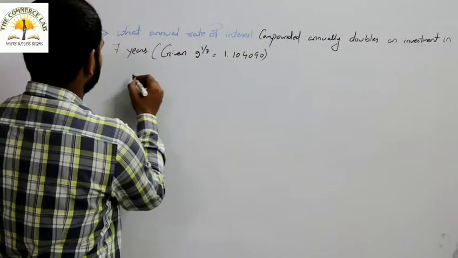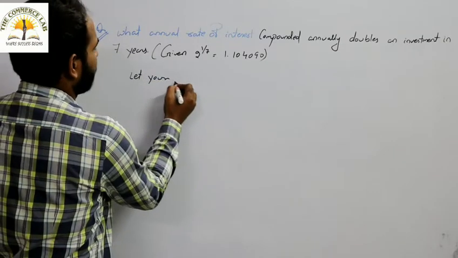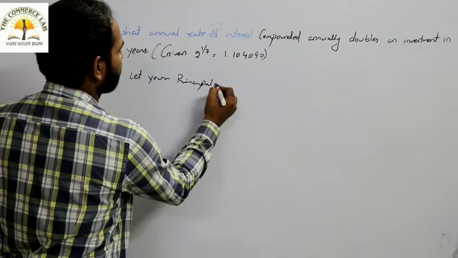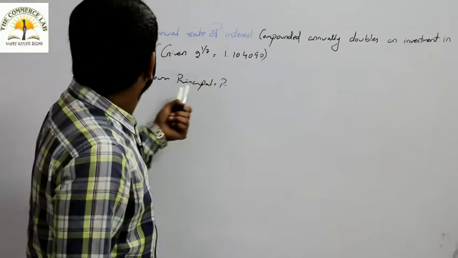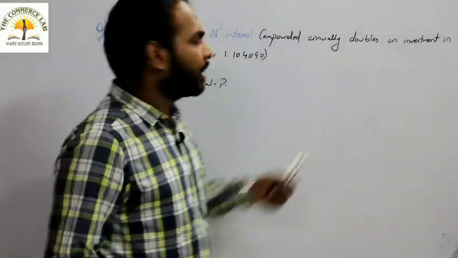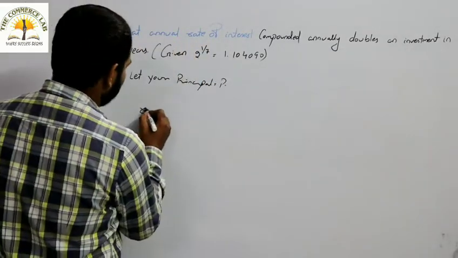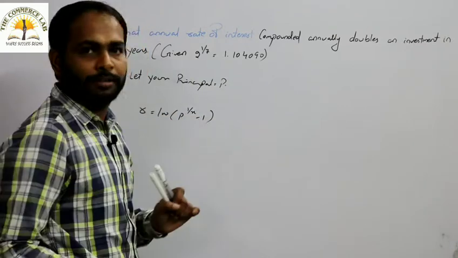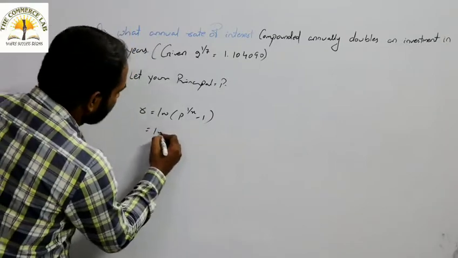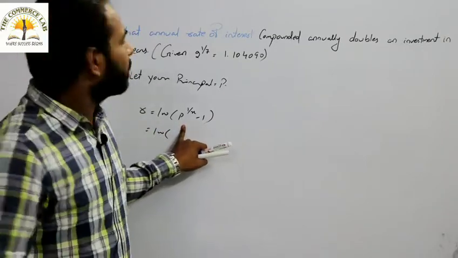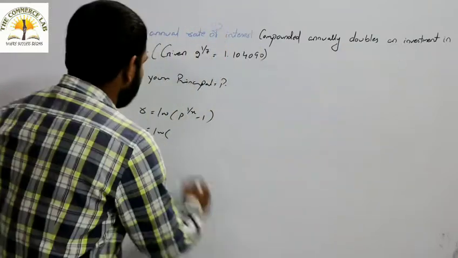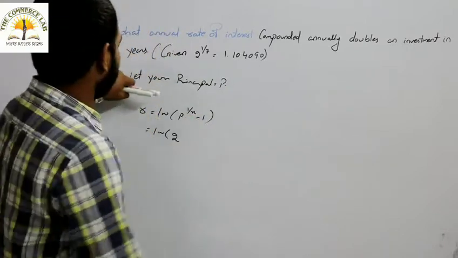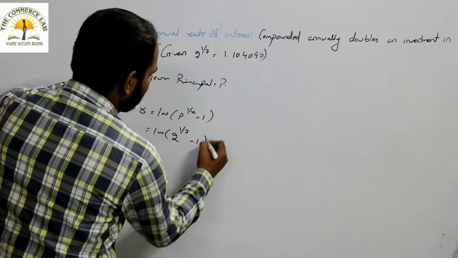Let your principal equal P. So your principal becomes double. That means when we are going to find out the rate of interest, R equal to 100 into (P to the power 1 by X minus 1). Here P is the number of times, so it becomes double, that means P is your 2. X is your time period, 7 years. That means 2 to the power 1 by 7 minus 1.